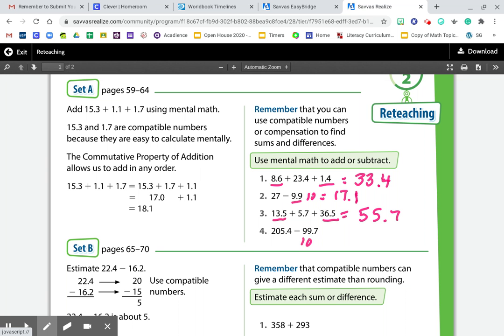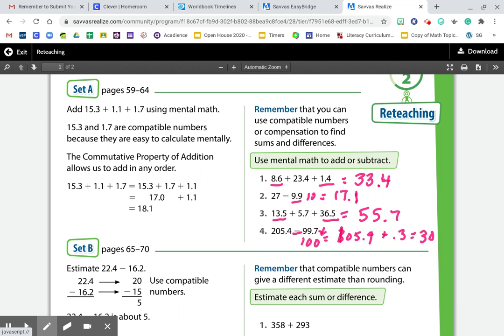I'd probably round that up to 100. So that's using compatible numbers because I know I can do this in my head. 205.4 minus 100 would be 105.4. But I know I rounded it up 3/10, so I'm going to have to add that 3/10 back in. Oh, I'm subtracting here, sorry, that doesn't help.